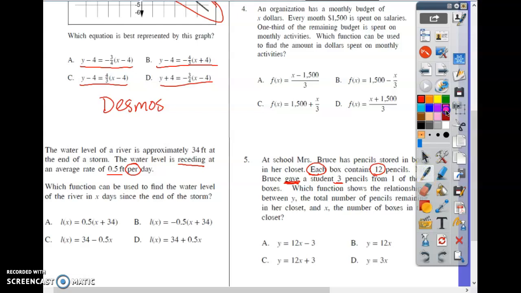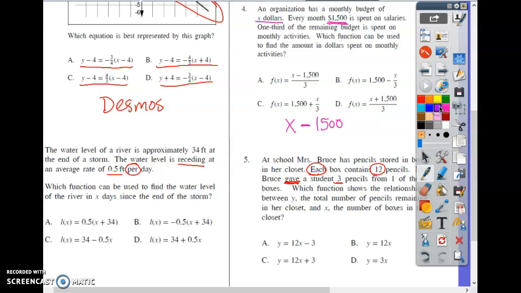Okay, up here, this one's a little bit tricky, so pay attention. On number 4, it says that an organization has a monthly budget of X dollars. So think about this. You have X amount of money, right? That's your budget. From that budget, every month, they take 1,500 for salaries. So from this money, they're going to take away 1,500 to pay people. That's salaries to pay. Okay?